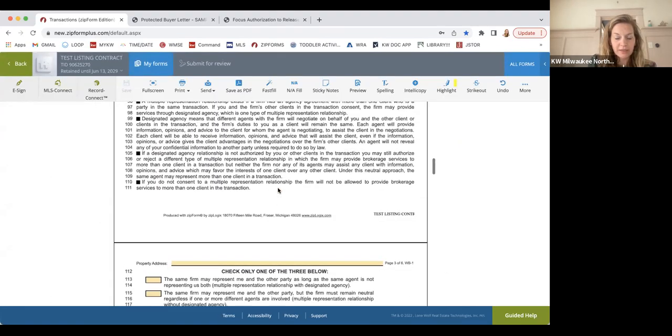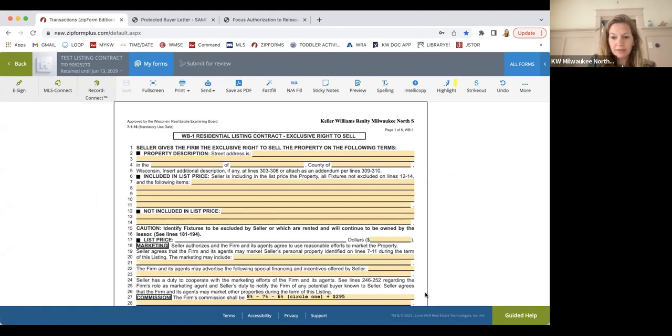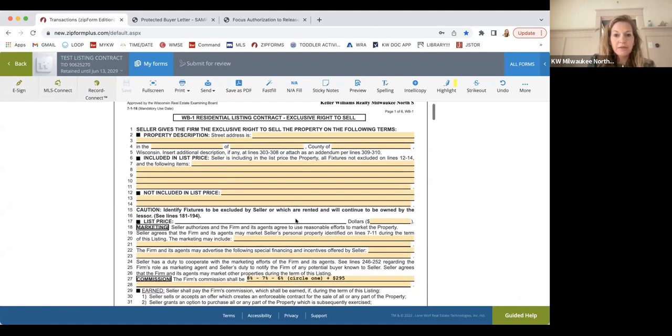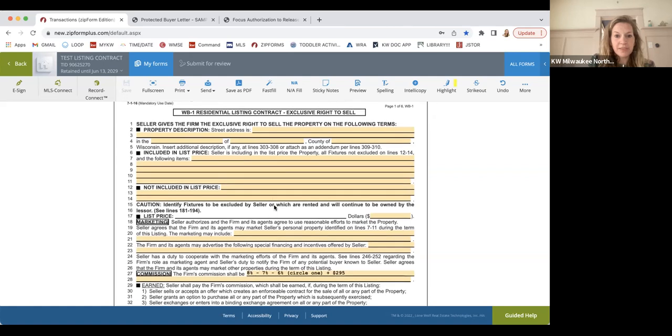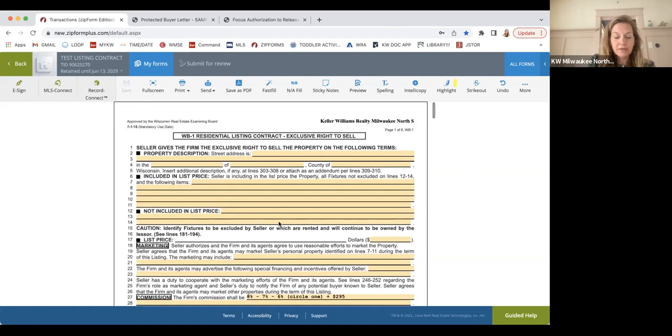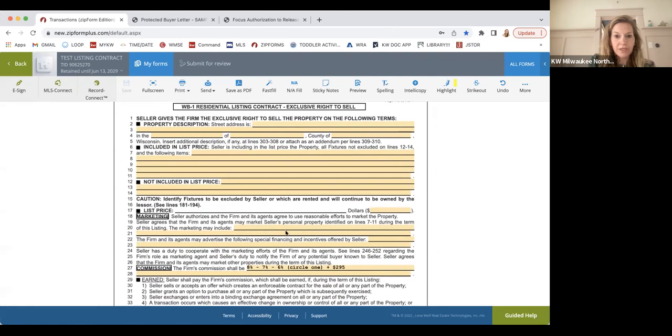So the listing contract. This is an agreement with the firm and the seller. So this is between the firm and the seller. This is not between the buyer and the seller. And this allows us to market the home, list the home for the seller. I'll just start from the top. It's an exclusive right to sell, meaning we are given the exclusive right to sell the home, the only brokerage who can. They are not to enter into another agreement with another brokerage to also sell the home.